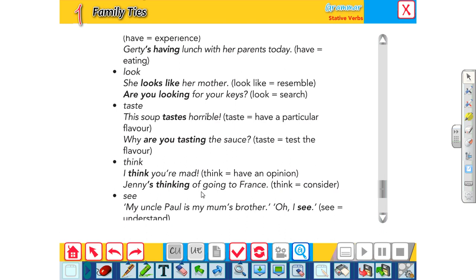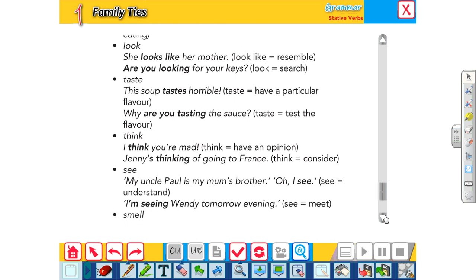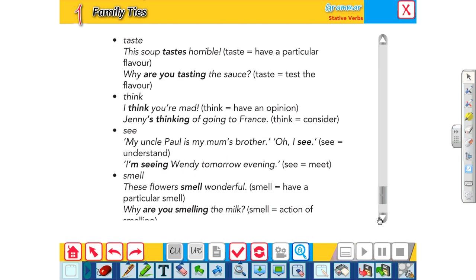Look at number 2. Jenny is thinking of going to France. Here, think means that she's considering that she wants to travel. She wants to go to France. Clear?